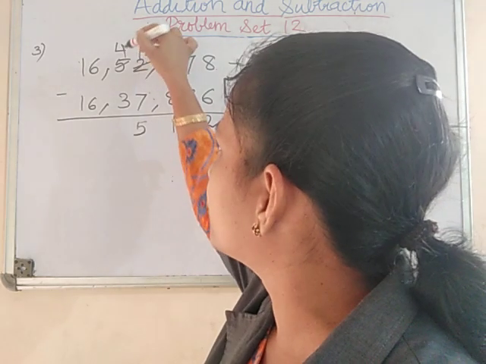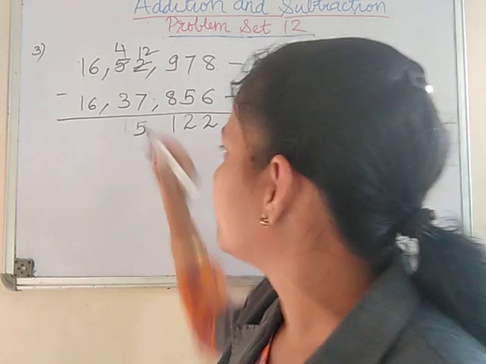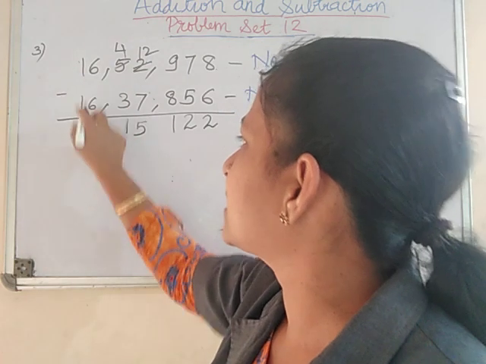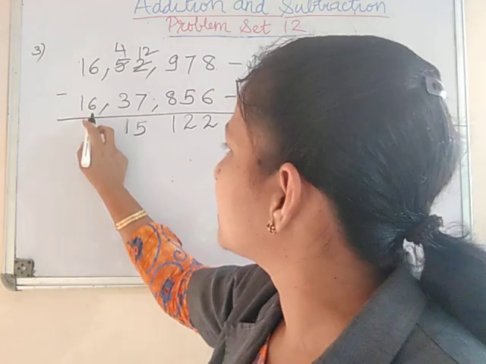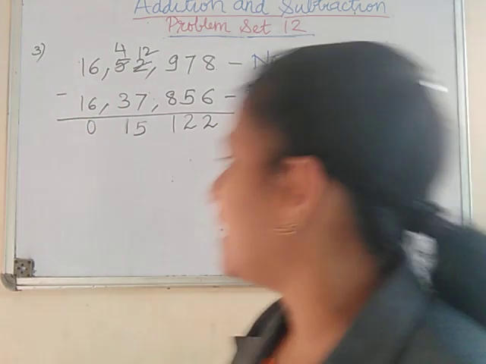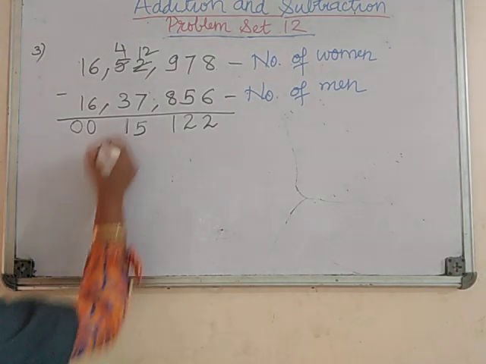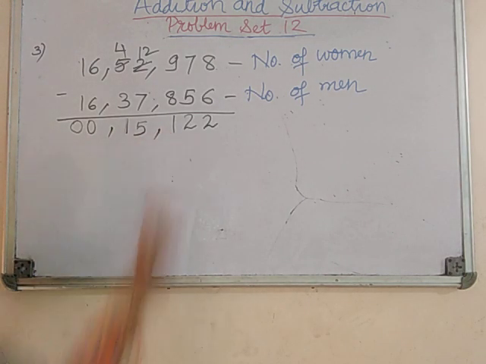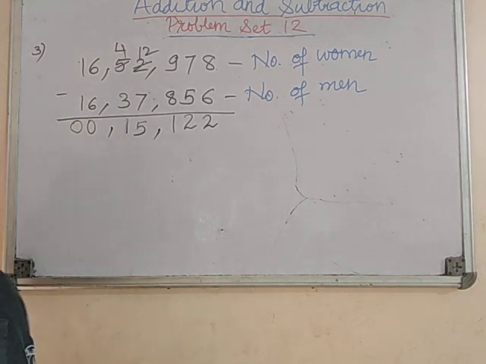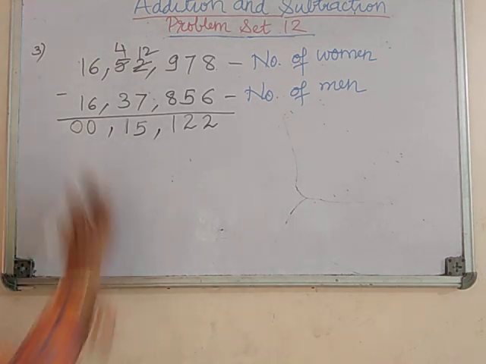And now this is 4. 4 minus 3 is 1. Then we have 6 and 6. So therefore 6 minus 6 becomes 0. And again 1 minus 1 is also 0. So the answer is, this 0 does not have any value, as I mentioned to you previously. So 0 does not have any value.